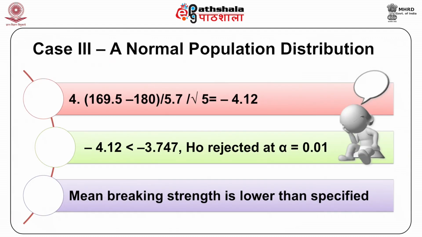4. 169.5 minus 180 divided by 5.7 divided by root 5 is equal to minus 4.12. Since minus 4.12 is less than minus 3.747, H0 is rejected at alpha is equal to 0.01. This implies that the mean breaking strength is lower than specified.